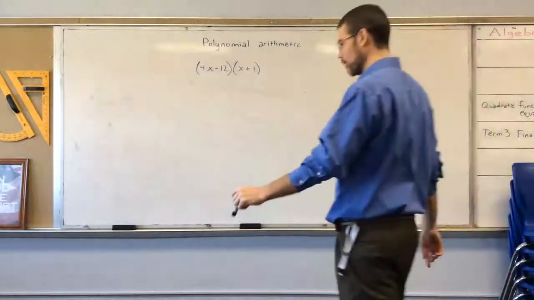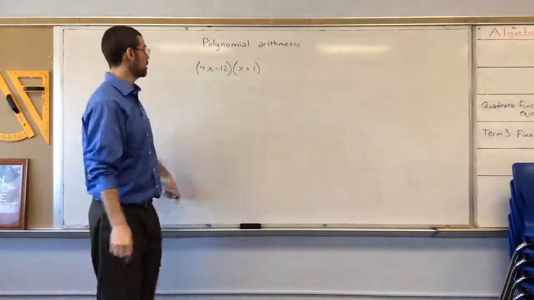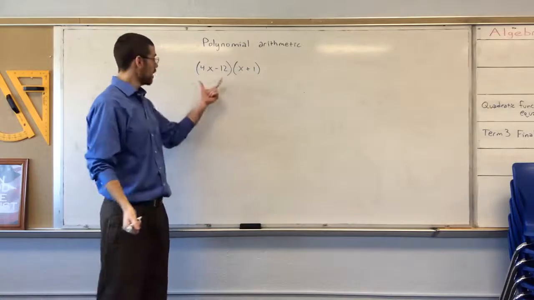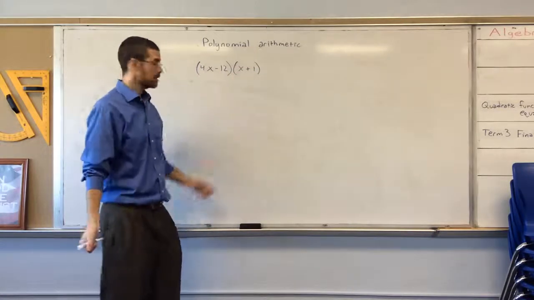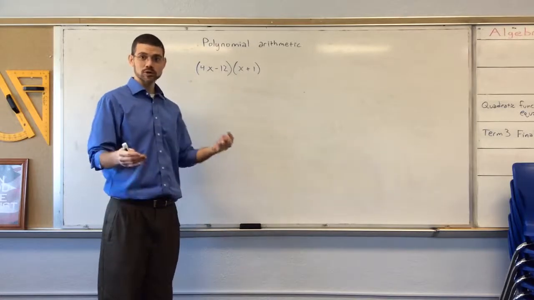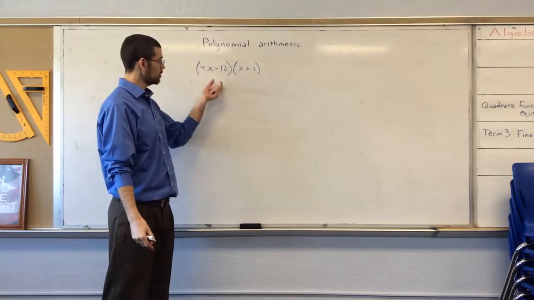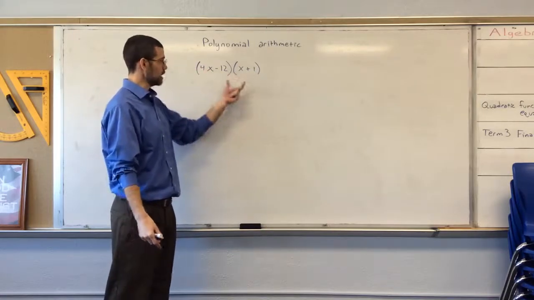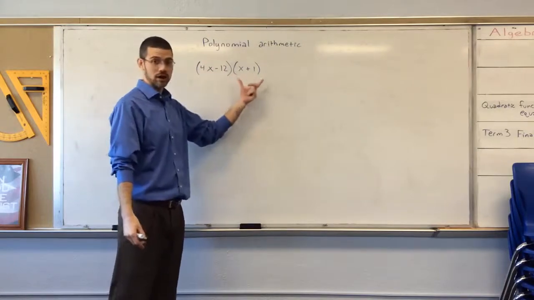Welcome back. We are going to start talking about multiplication in our polynomial arithmetic section. So, here we have a polynomial times a polynomial. In this case, each of these is more specifically called a binomial because there are two monomials being added or subtracted in each case. And we're going to take this binomial and multiply it by another.